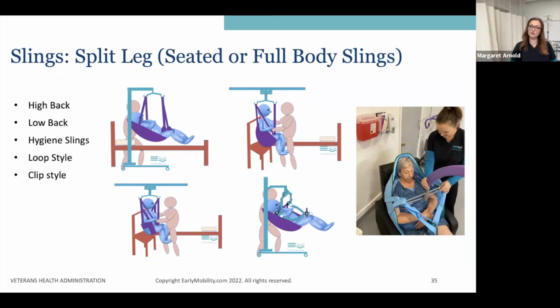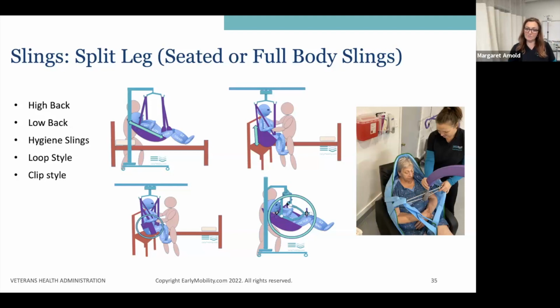When it comes to seated slings or split leg slings, these can be high back, as in the first picture. They can be low back slings where the sling does not come as high up the patient's back and does not give support to the head. There are hygiene slings where the lower left picture shows where the perineum is open so that you can toilet the patient or they can perform self-hygiene.